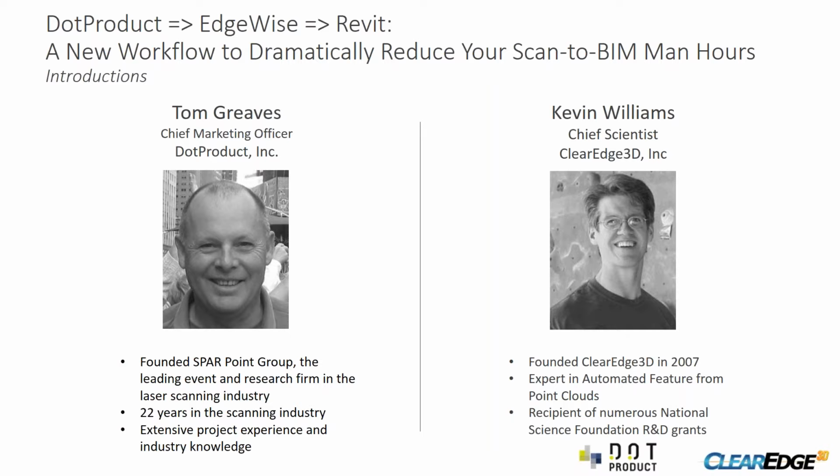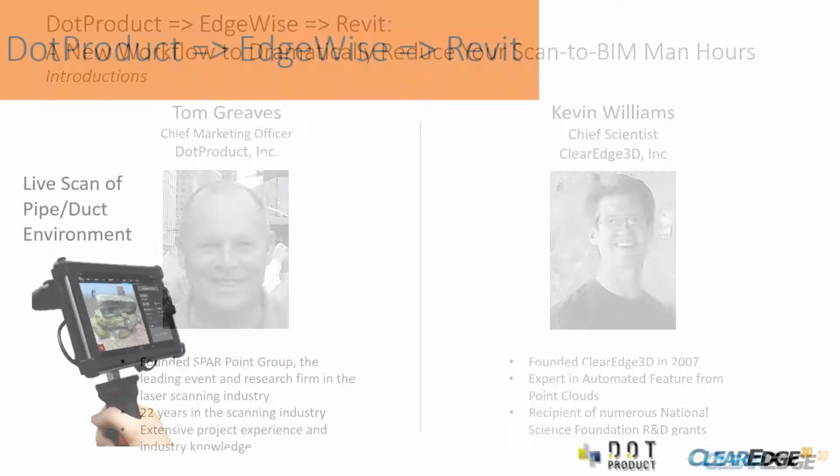My name's Kevin Williams. I'm the chief scientist at ClearEdge 3D, and my background is in automated feature extraction, computer vision types of technologies, a lot of point cloud analysis and trying to automate the processes that the human brain does so well, but computers find so difficult to do. So that's my background and my passion.